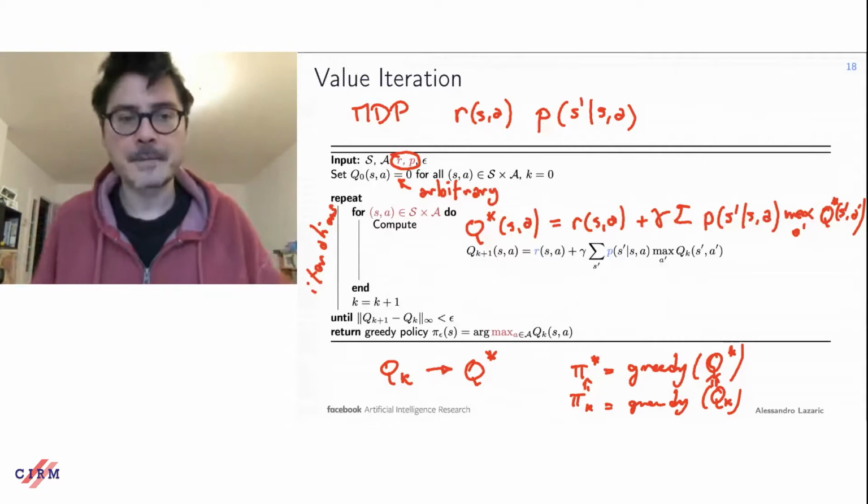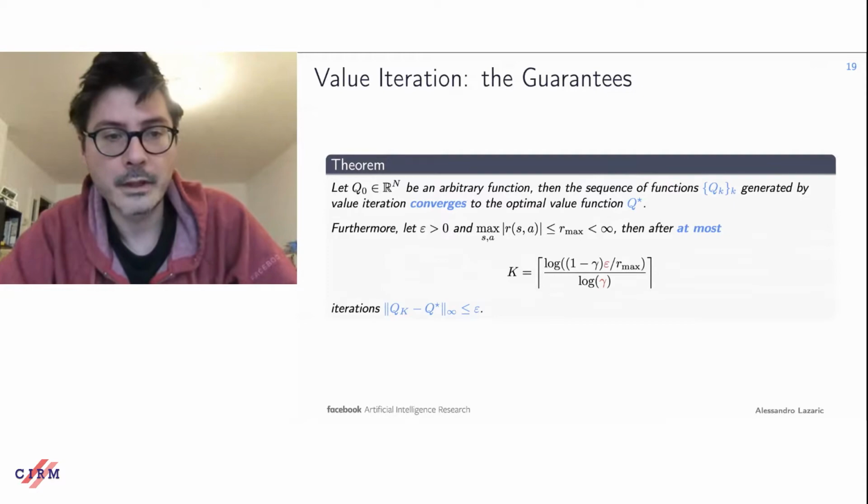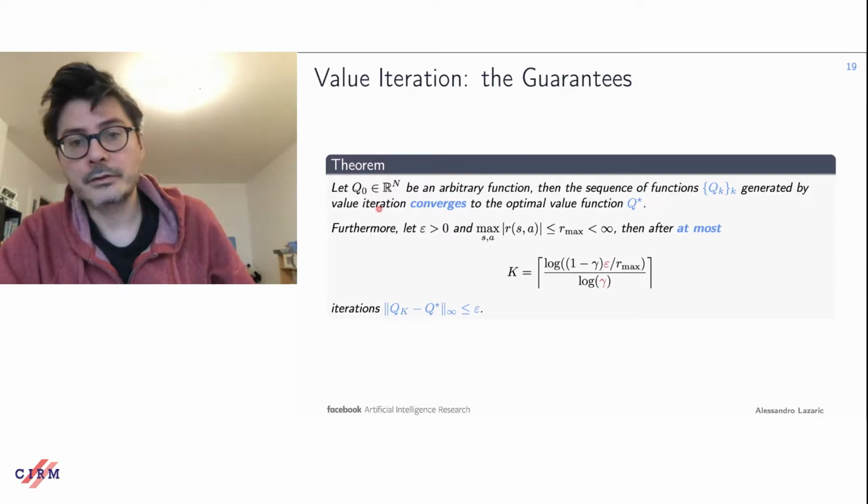Now, a little bit more formally, this algorithm is called value iteration, because we iterate over value functions, in this case, action value functions. We say that, starting from an arbitrary action value function, the sequence of functions generated by value iteration converges to Q star. And we can also characterize, if you require an accuracy epsilon, that you will be stopping after at most this many iterations.